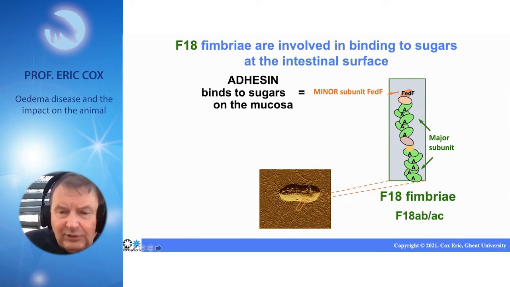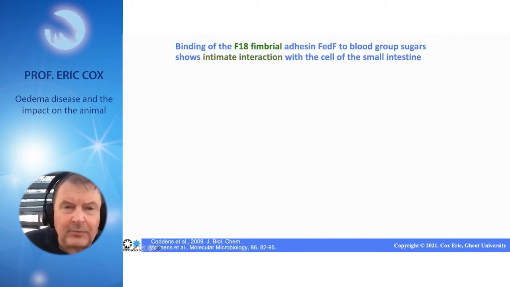And FedF is a protein that binds to sugars on the mucosa. So you have different serotypes of F18, F18AB and AC, but that has nothing to do with the recognition of the receptor. It has to do with the major subunit. And all these fimbria, F18AB and AC, bind to the same receptor on the mucosa.